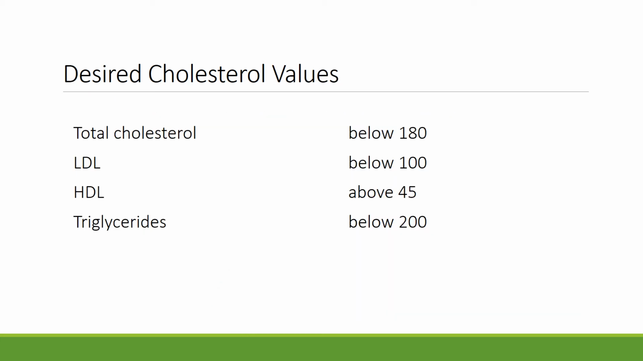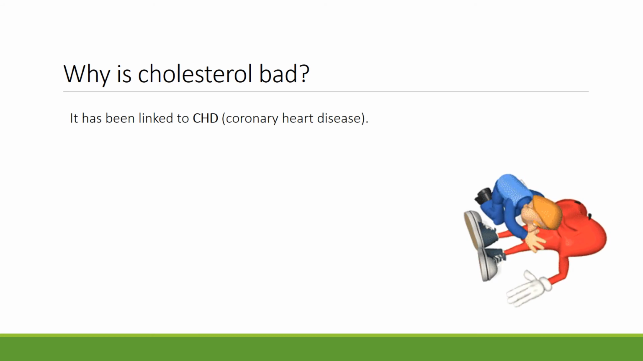These are the desired cholesterol values: a total cholesterol less than 180, an LDL less than 100, an HDL above 45, and triglycerides below 200. If you have a lipid profile done, these are some of the numbers that you would see. I mentioned earlier that cholesterol can be bad, and that's because it's been linked to CHD, or coronary heart disease.